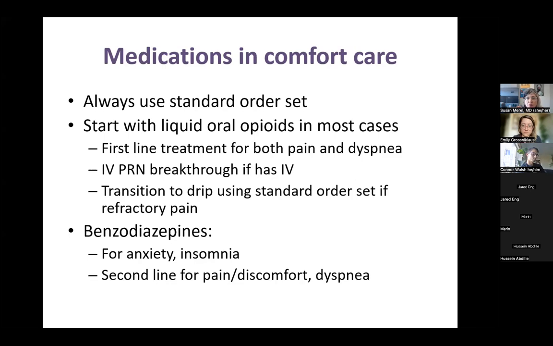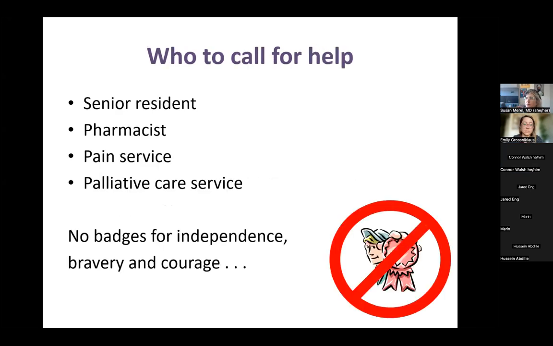Benzodiazepines are helpful for anxiety and insomnia, and also if people are having pain and discomfort or dyspnea. So if you're covering a comfort care patient and you're called, I would try some opioids first, once or twice, increase the dose, make sure they're getting it frequently enough. And then also during that process, give them a dose of the benzodiazepine that they should have on their order set.